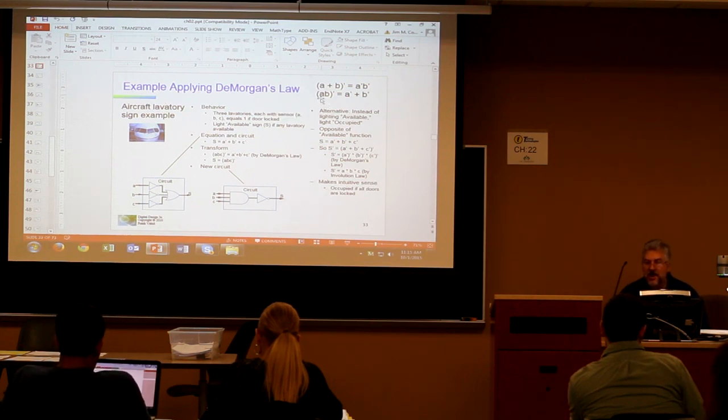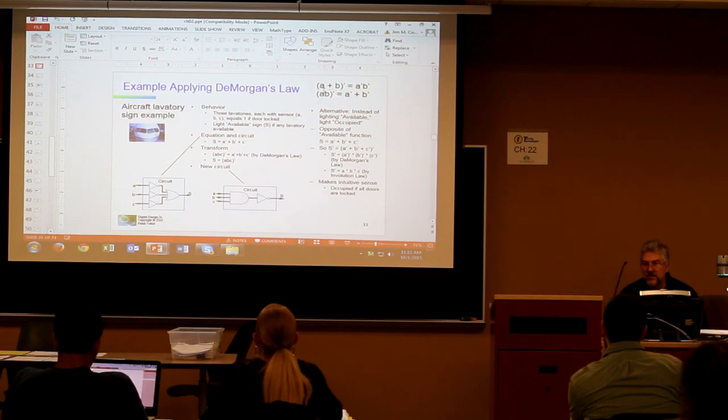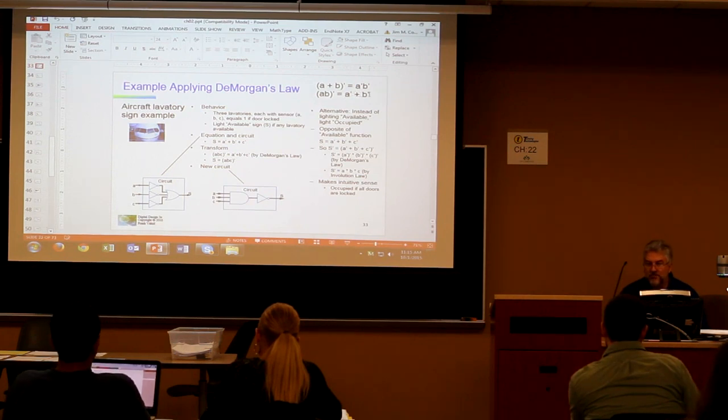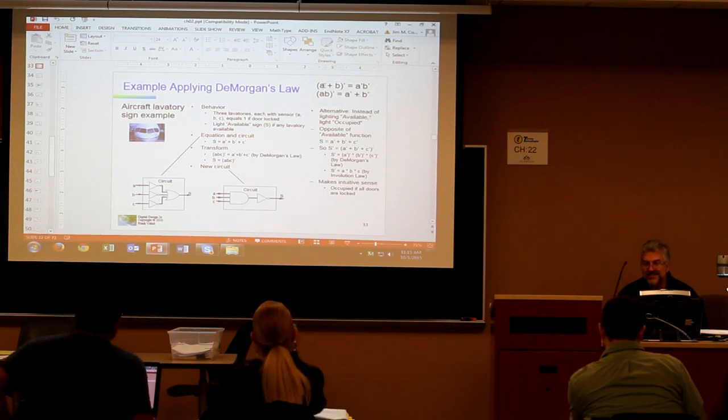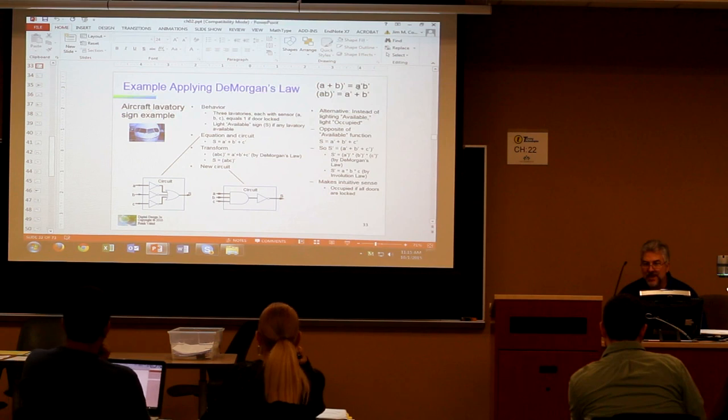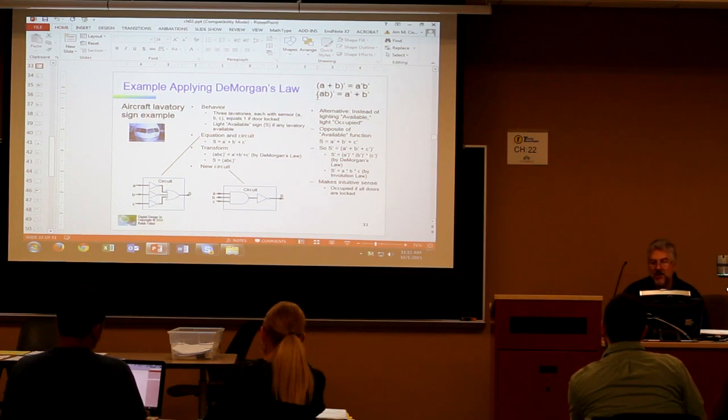Remember, if you have anything inside the parentheses, which means it's an AND, and then you NOT it, that's the same as A prime OR B prime. And in the same way, if you have an OR inside and NOT it, that's the same as A prime AND B prime. Very good things to know. Man, you guys are going to get like hundreds on that exam, aren't you?